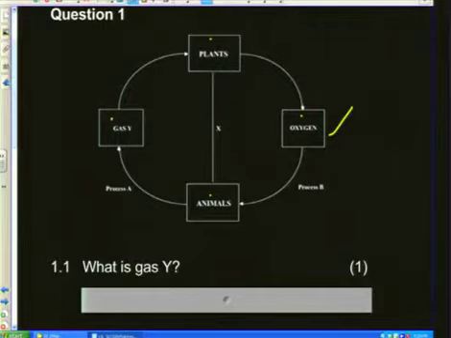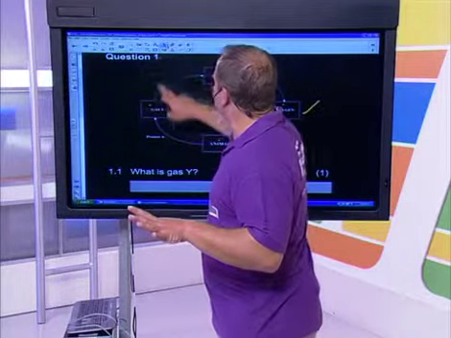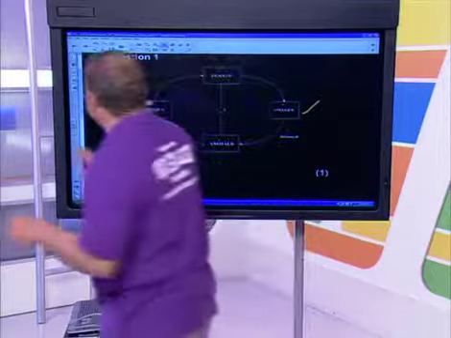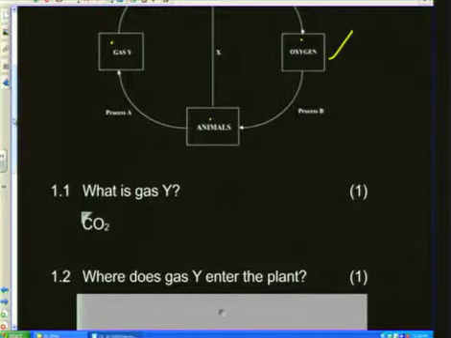What does the plant take in, Looney? What does the plant take in? It takes in carbon dioxide. Clever girl. You know just what to say.